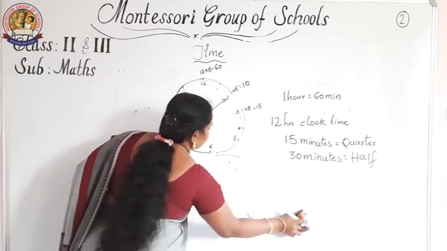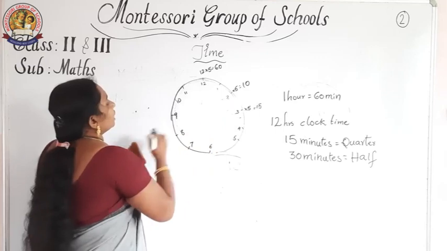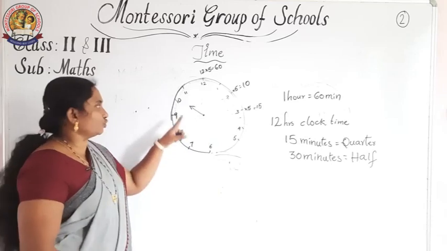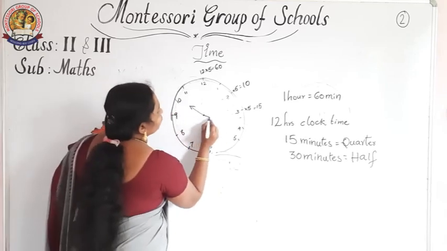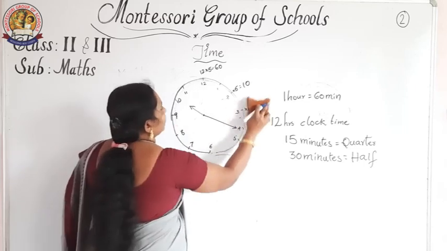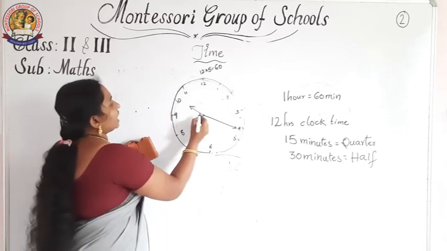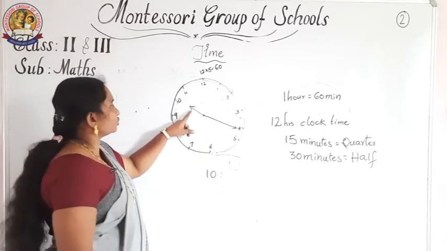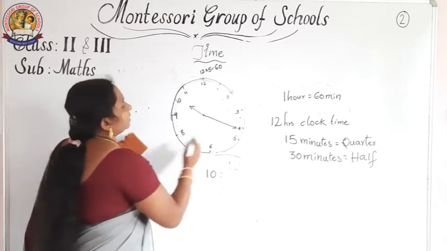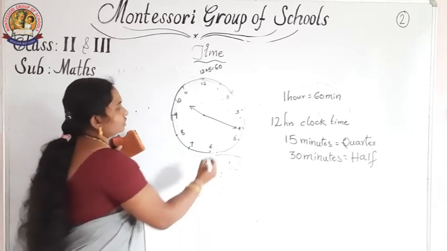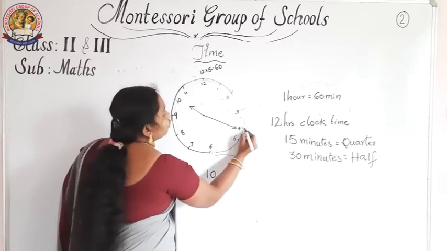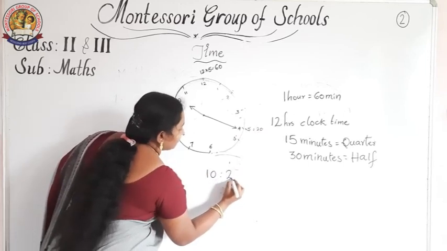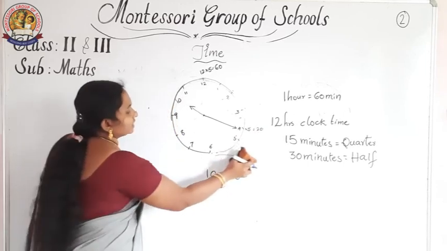Now one more example I will take here. Now here our hour hand shows 10 and the minute hand shows 4. Now the time is, here the hour hand shows 10. First we write the exact number. And the minute hand shows what number? 4. Now we don't write 4. Here what can we do? 4 5s are 20. Now the time is 10:20.